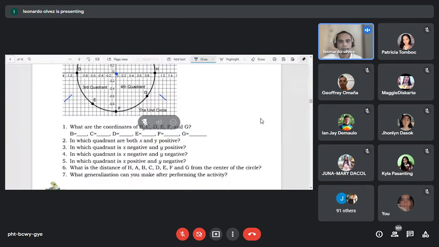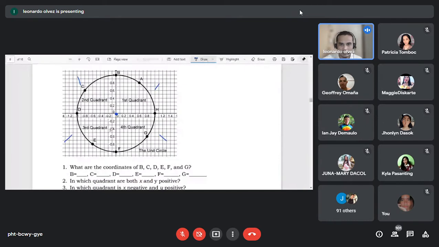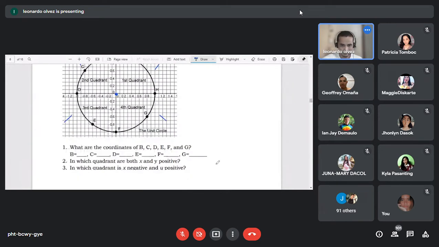What are the coordinates of points B, C, D, E, F, and G? So anyway, again, they go directly to the points on the graph, so we will no longer answer those.